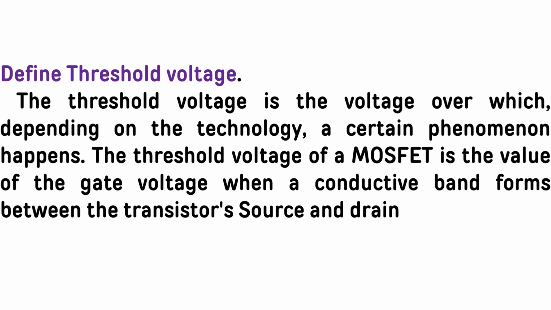Define threshold voltage. The threshold voltage is the voltage over which, depending on the technology, a certain phenomenon happens. Threshold voltage of a MOSFET is the value of the gate voltage when a conductive band forms between the transistor source and drain.